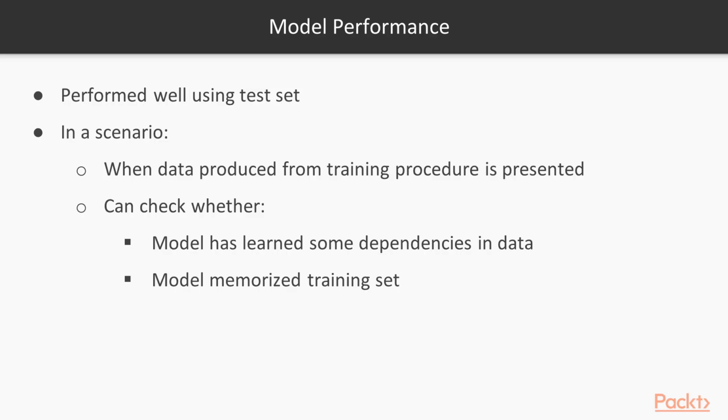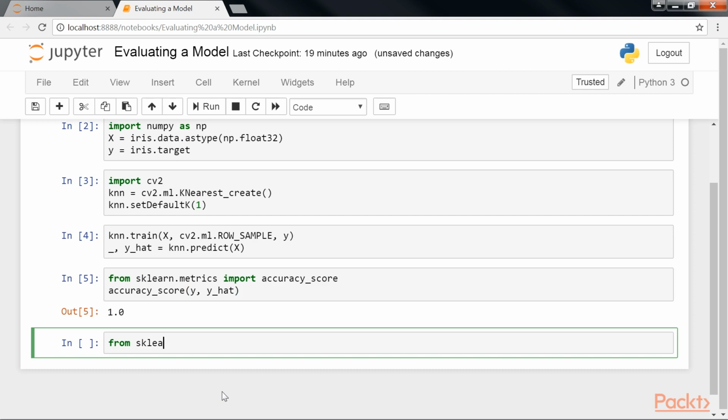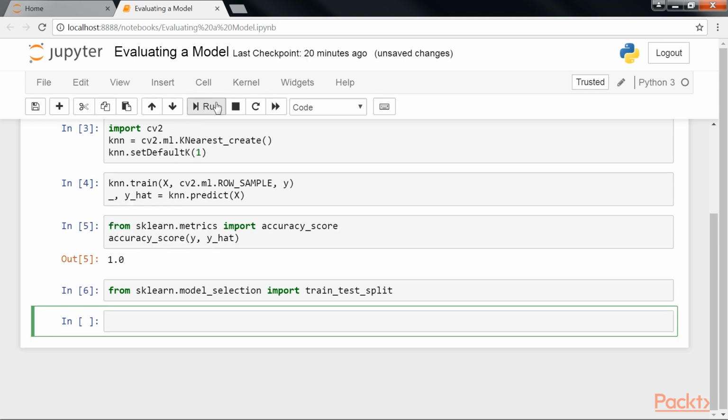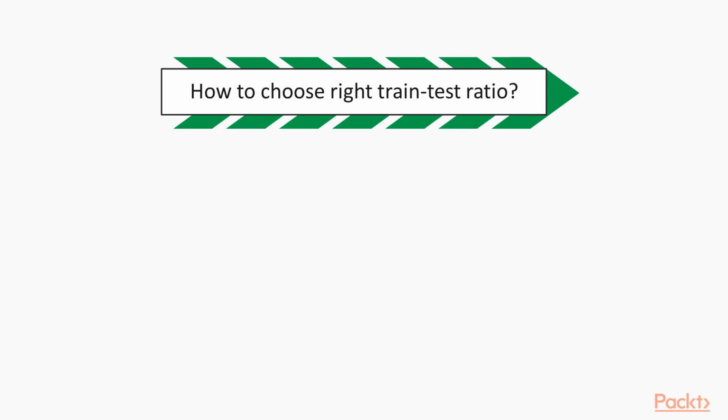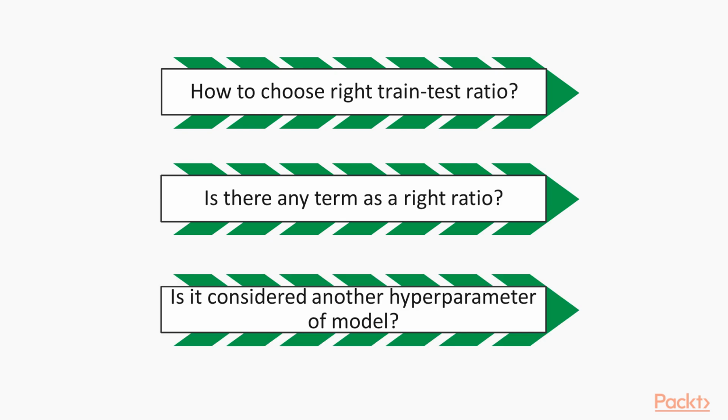A better sense of a model's performance can be found using a test set. When presented with data held out from the training procedure, we can check whether a model has learned some dependencies in the data that hold across the board or whether it just memorized the training set. So, we'll split the data into training and test sets using the familiar train-test split from scikit-learn's model selection module. But how do we choose the right train-test ratio? Is there even such a thing as a right ratio? Or is this considered another hyperparameter of the model?